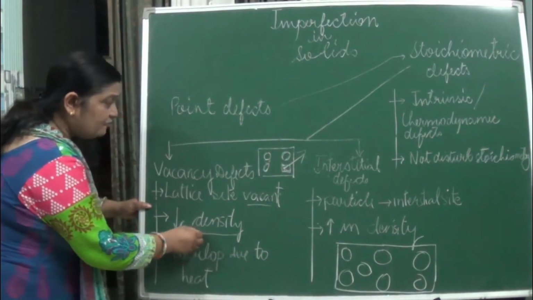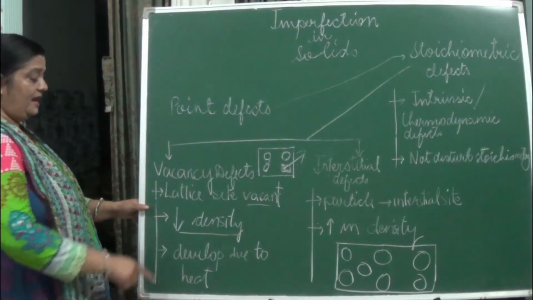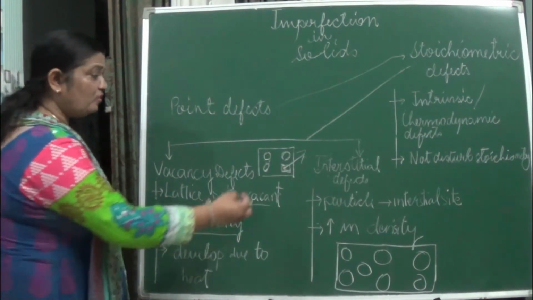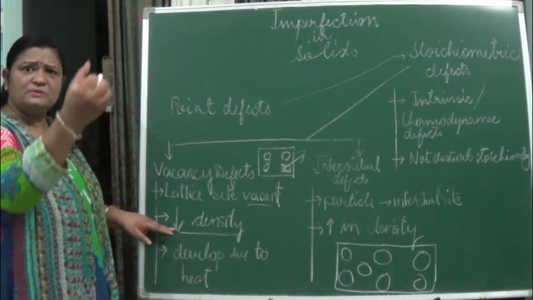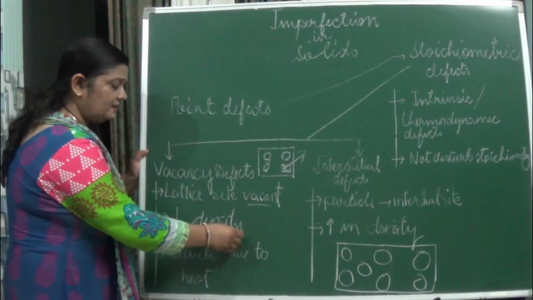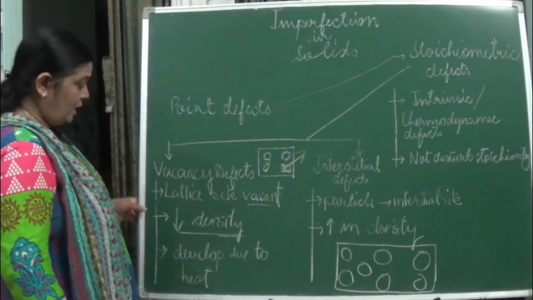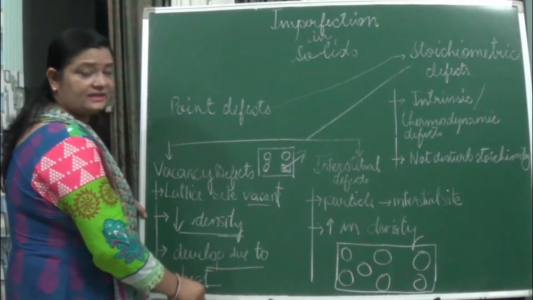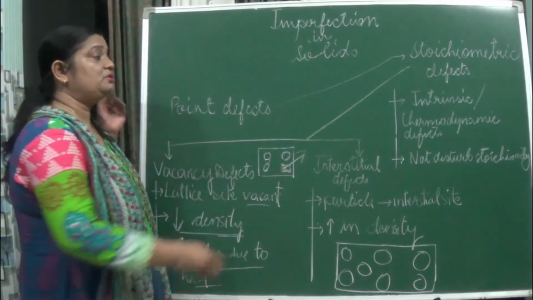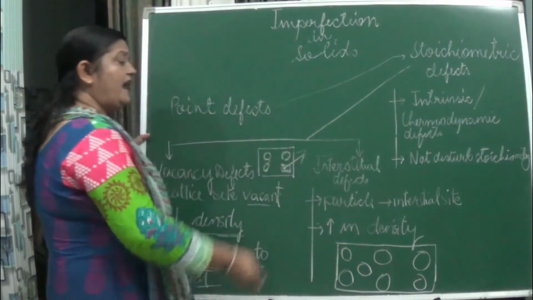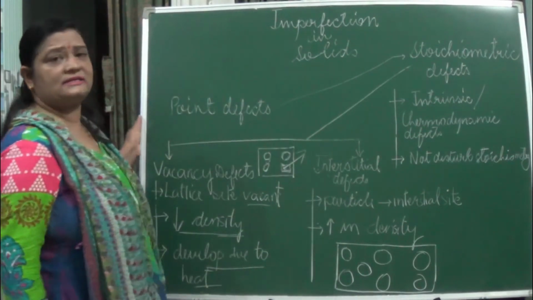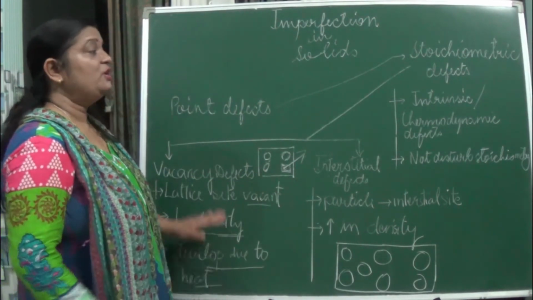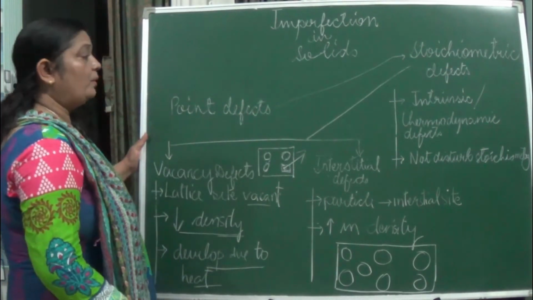Now, if a vacancy defect is caused, what happens? Its density will become less. Naturally, the particle is moving out, its mass becomes less, resulting in low density. Okay. Now, next point, it develops due to heat. I said to you, this is caused due to heat. This is an intrinsic defect, a defect caused inside this structure, and it is due to heat, so a thermodynamic effect.